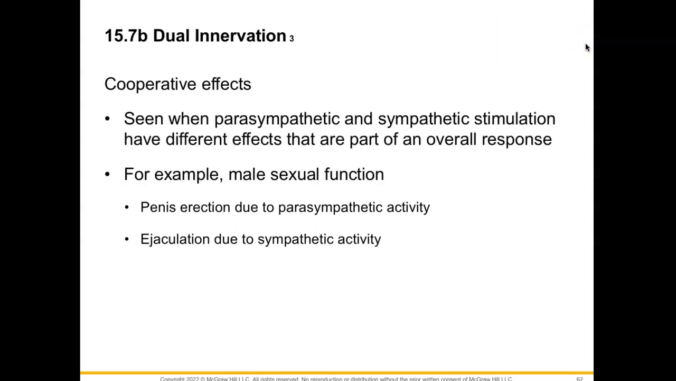And now for our cooperative effects. We see these effects when our parasympathetic and sympathetic stimulation have different effects that are part of the overall response. So we can see this in the male sexual function, where penile erection is due to our parasympathetic activity and ejaculation is due to the sympathetic activity. So they're working together in order to have the male sexual function perform.